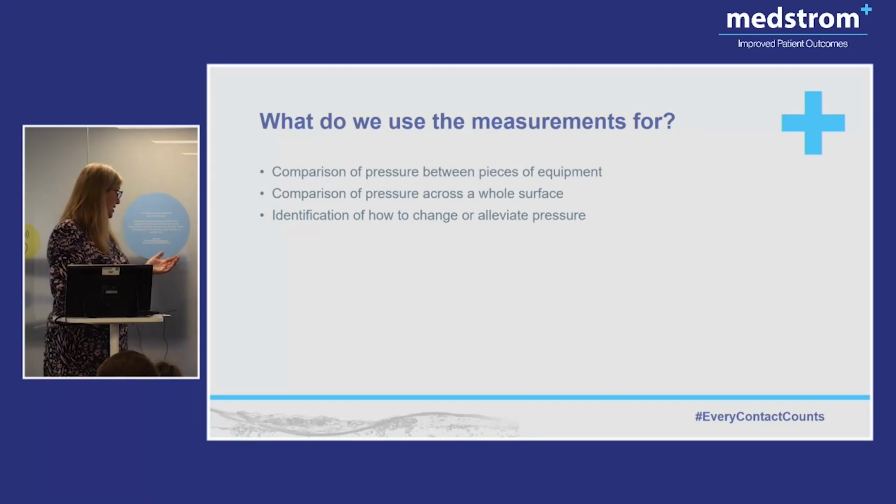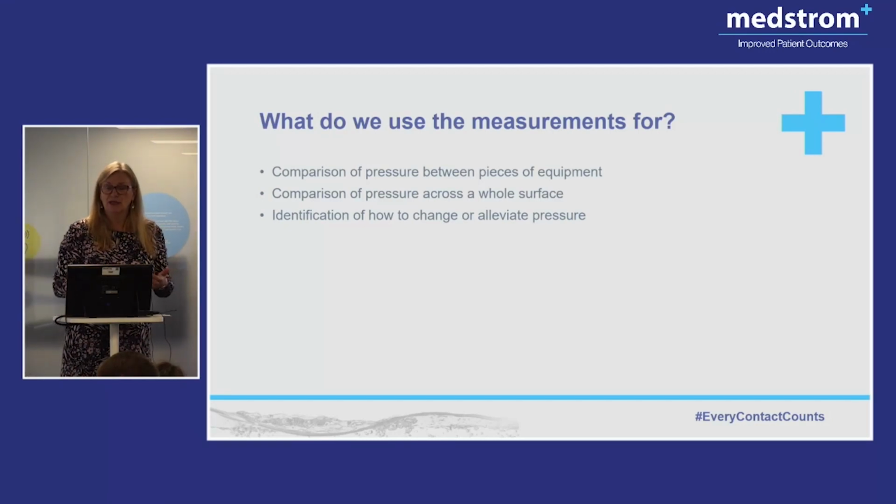And thinking about identification of how to change or alleviate pressure, do you all teach things like 30-degree tilt? And what you're aiming for there is to reduce the pressure, but do you know if you've done that? If I asked every one of you to put one person in 30-degree tilt, I bet you'd all do something slightly different. And if we measured the pressure underneath that patient, we'd get a different response. So we know we need to get the right amount.